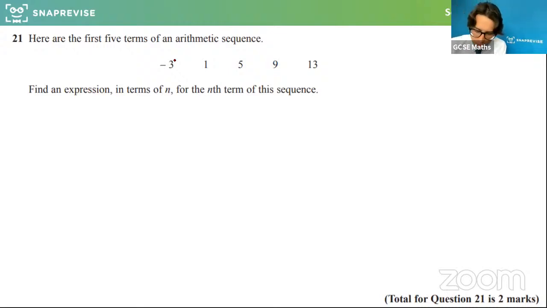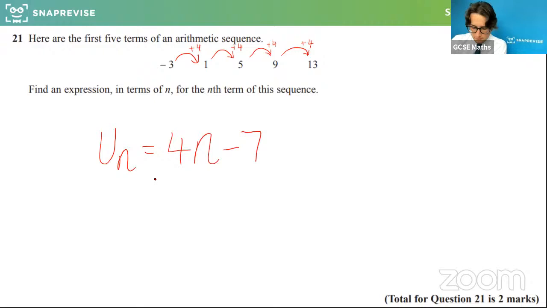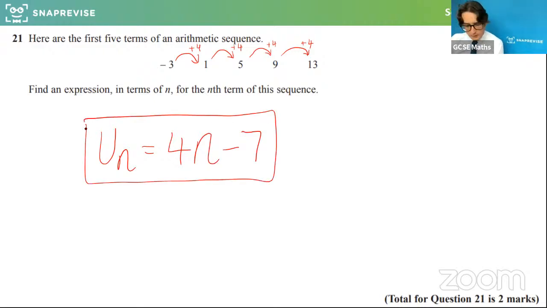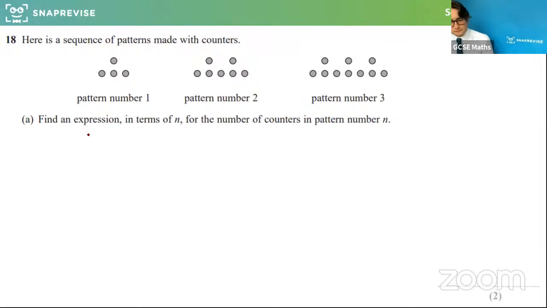So this first one is going up in 4. But it doesn't start at 4, it starts all the way down at -3, which is 7 back from the number 4. So the nth term rule here is the 4 times tables minus 7. Very well done if you got that. Superb, brilliant. Right, next one.